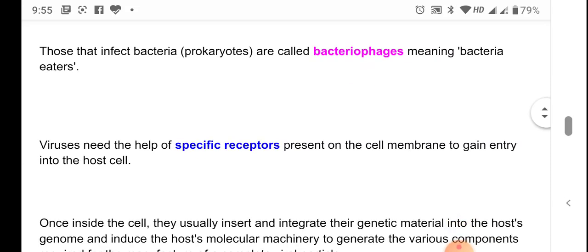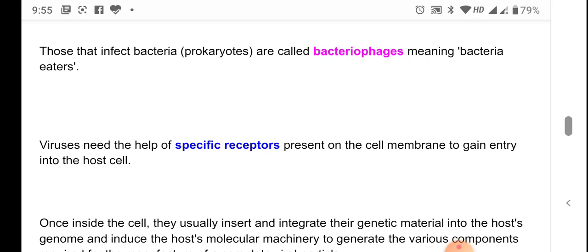And these viruses require the help of specific receptors present on the cell membrane to gain entry into the host cells. Only with the help of the specific receptors on the cell membrane do they gain entry into the host cell. That's why there is this specificity in the case of host cells. For a virus, there is its specific host cell.